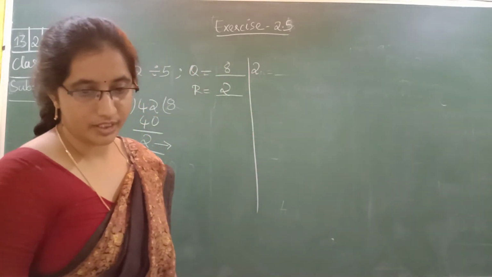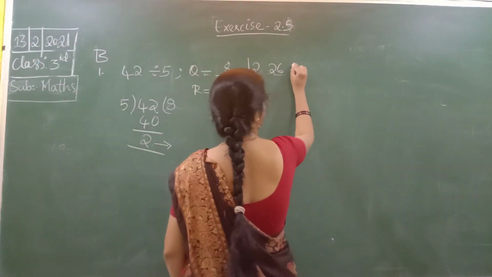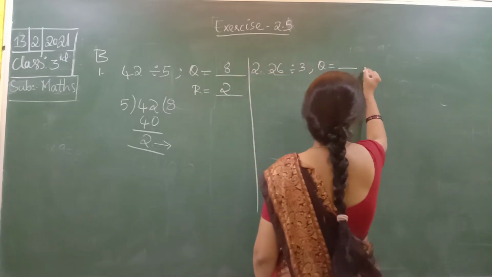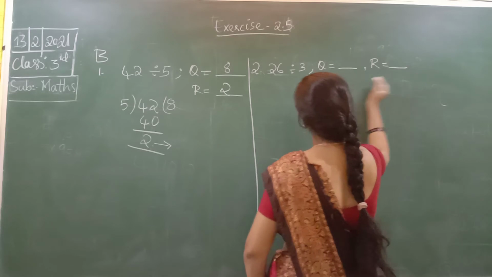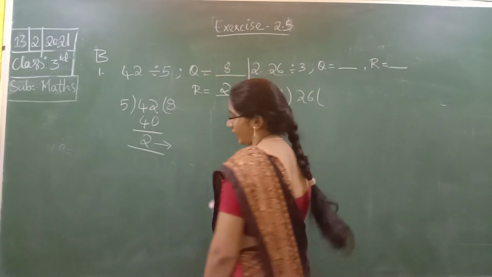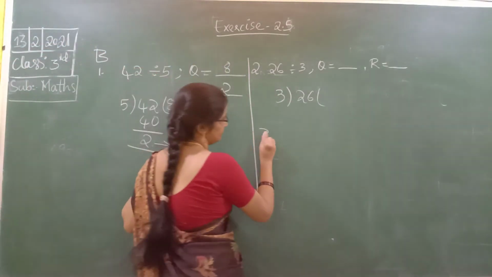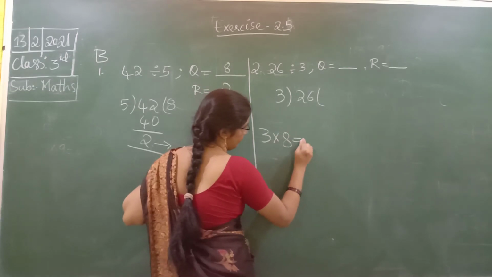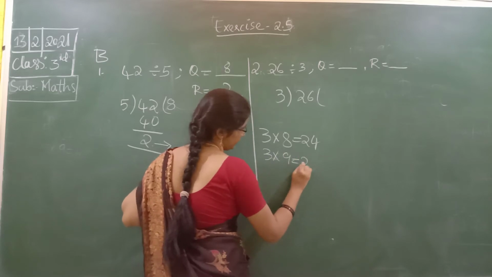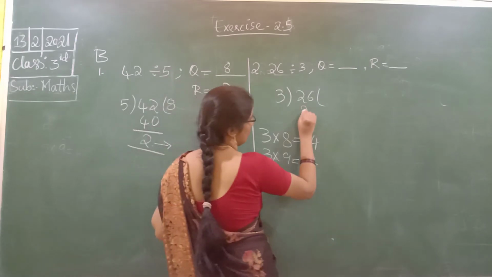What is that? 26 divided by 3. Q equal to, and R equal to. Near to 26: 3 eights are 24, 3 nines are 27. So what is the nearest lesser number? 24. Write down the 24.